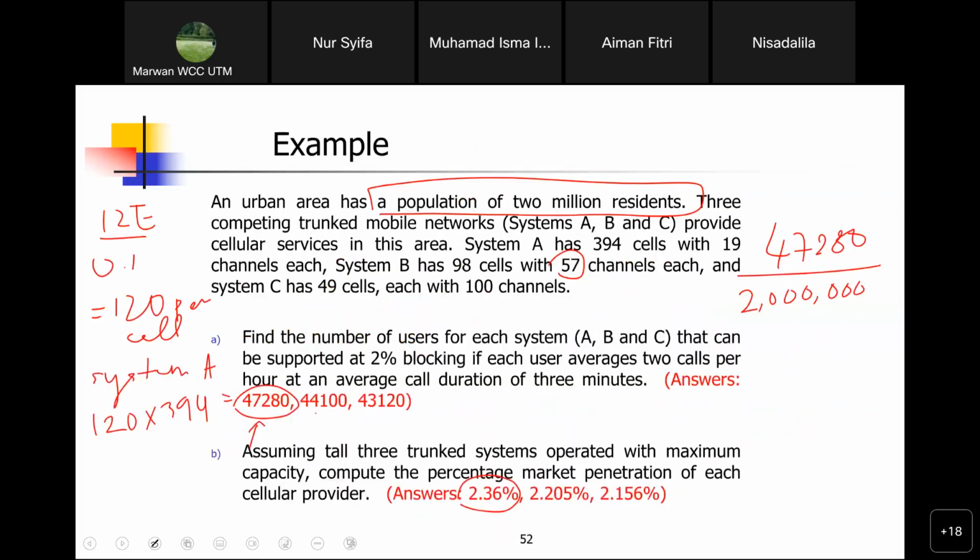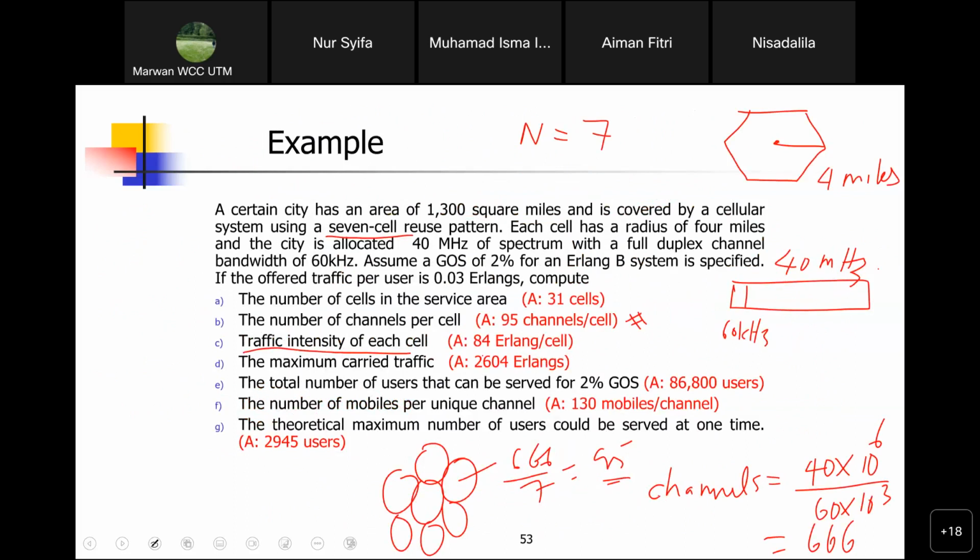Okay, so if you look at the table, this is going to be 83.13 Erlang. When you have that, then what is the maximum traffic? You have to multiply by the number of cells. So if one cell is 84 Erlang, times 31 cells, you get 2604. Okay, so when you introduce 2%, how many users can you have? Again, from 95 you get the number of users per cell, then you multiply by 31. So the total number of users that you can serve is 86,000.